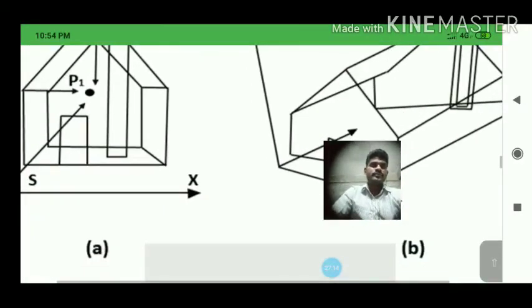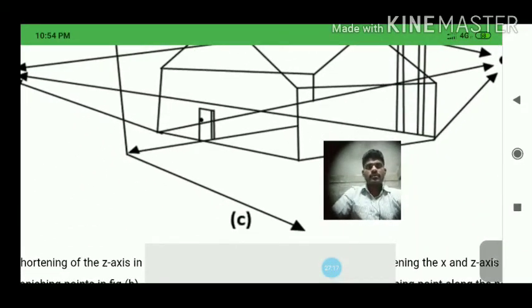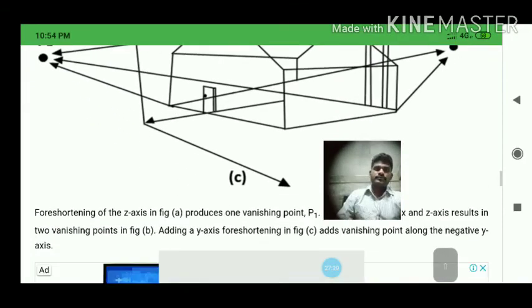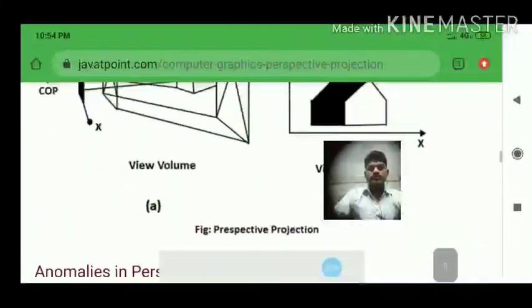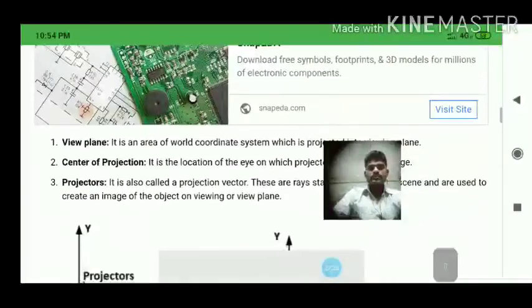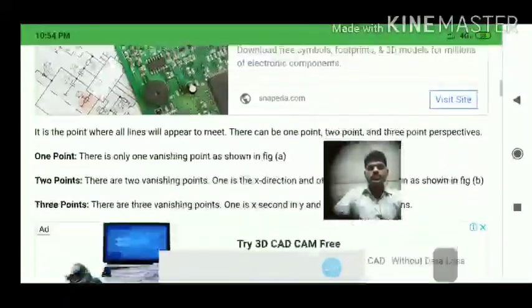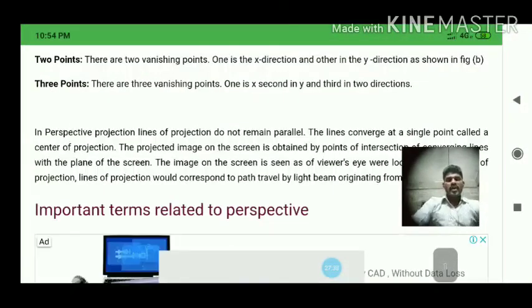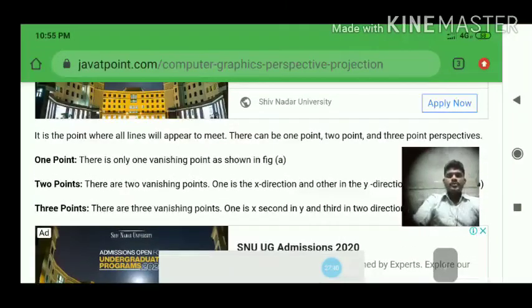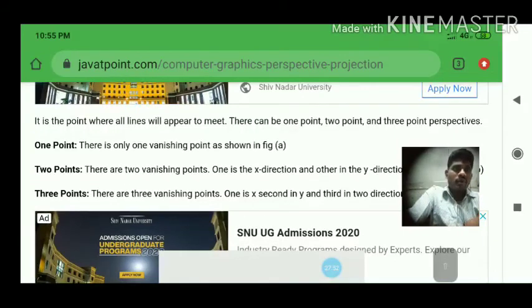Look at here. One point, 2 point, 3 point. There is only one vanishing point as shown in the figure. 1 point means what? Only one vanishing point will show. It is the point where all lines will appear to meet. There can be 1 point, 2 point and 3 point perspectives.